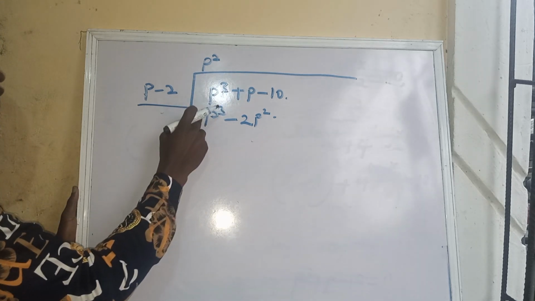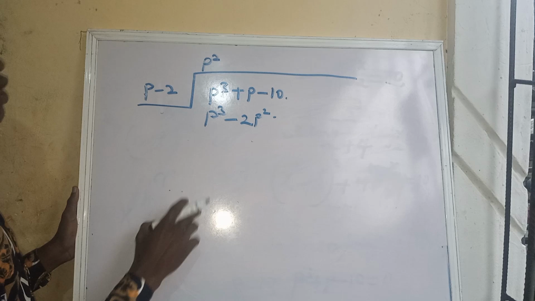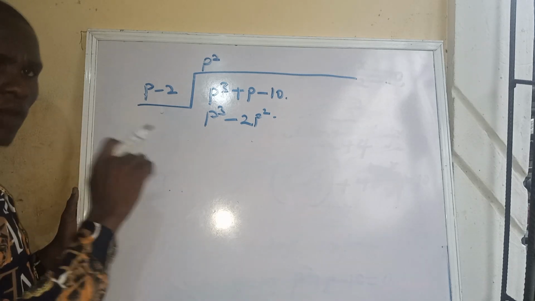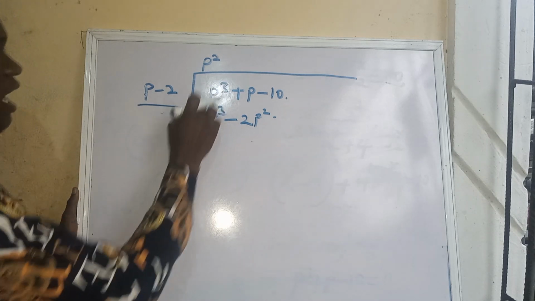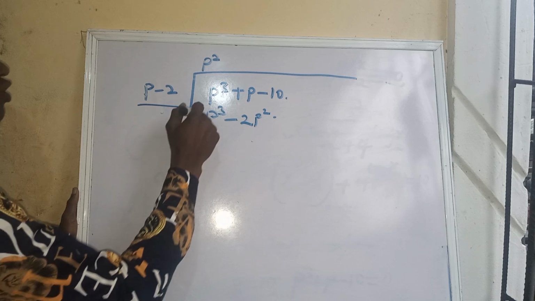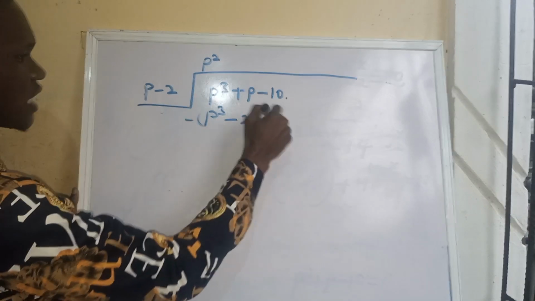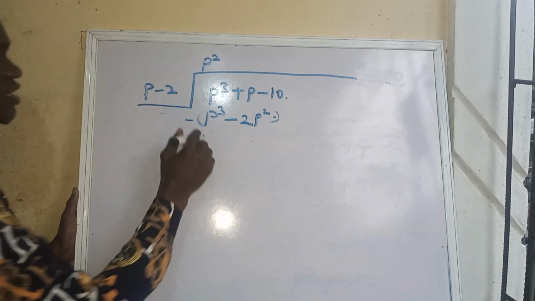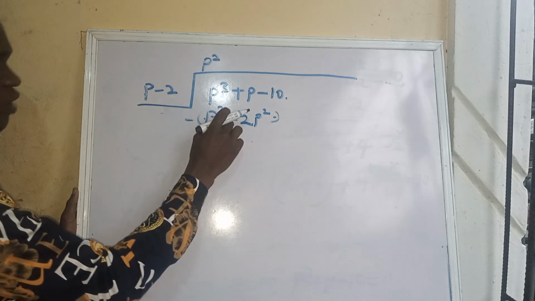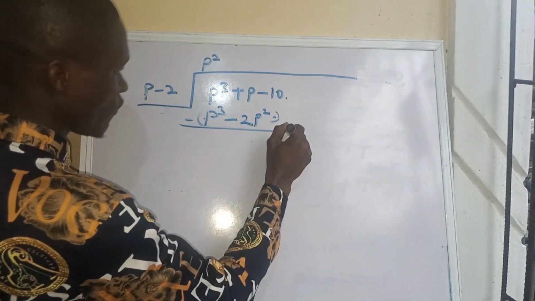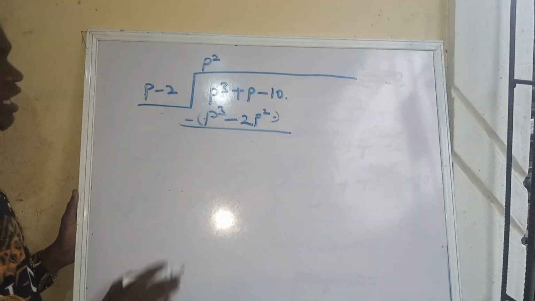We are having a positive here, we are having a positive here. For them to eliminate, one must have a negative, since both of them are having positive. So we are going to multiply both sides with a negative sign. And if we should do that, it's going to affect this one, it's going to affect this one. So we are going to draw down a horizontal line.